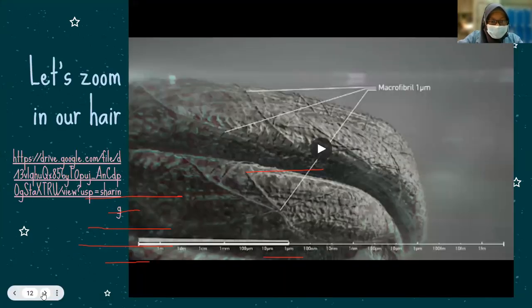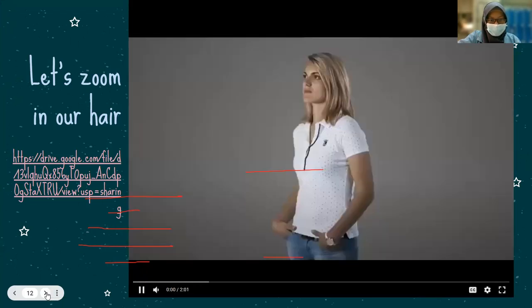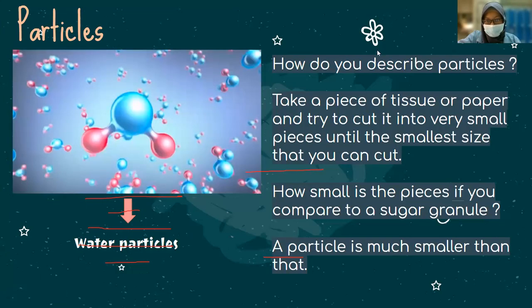Okay, so this is the video about zooming into our hair, which is actually made up of particles, which are very, very small. The size of the particles is very small. Okay, let's continue. Later you can rewatch the video on your own.